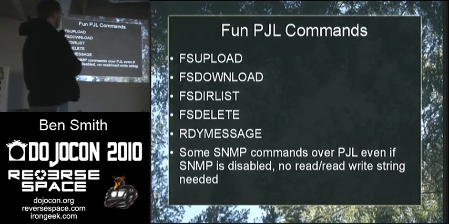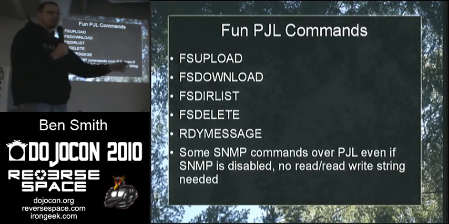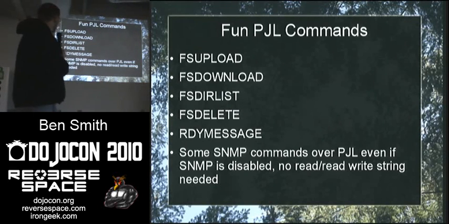So anyways, there are several fun PJL commands. FS upload, which stands for file system upload, actually doesn't do what you think it does, because it's actually uploading from the printer to you, not you to the printer. And FS download is, once again, backwards. Directory list, FS delete, ready message, which is how we go and update the LCD screens. Some of the SNMP commands over PJL, even if SNMP is disabled.